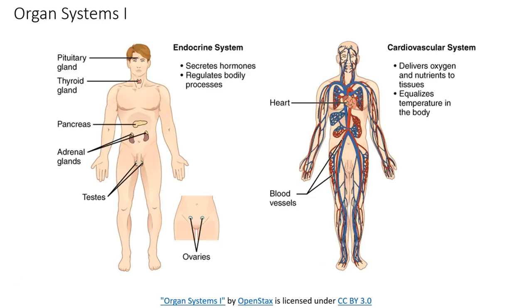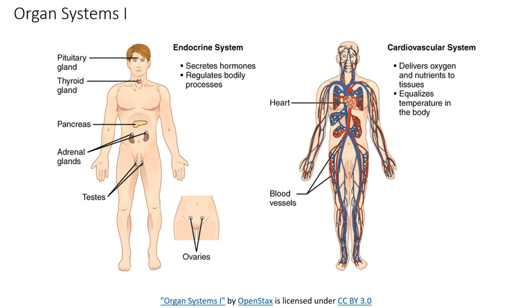Next is the endocrine system. This is honestly one of my favorite systems of the human body. It's really, really interesting. So we're going to secrete hormones here with the endocrine system, and hormones ultimately regulate so many of our body processes. It is phenomenal how much of our function relies on the endocrine system.